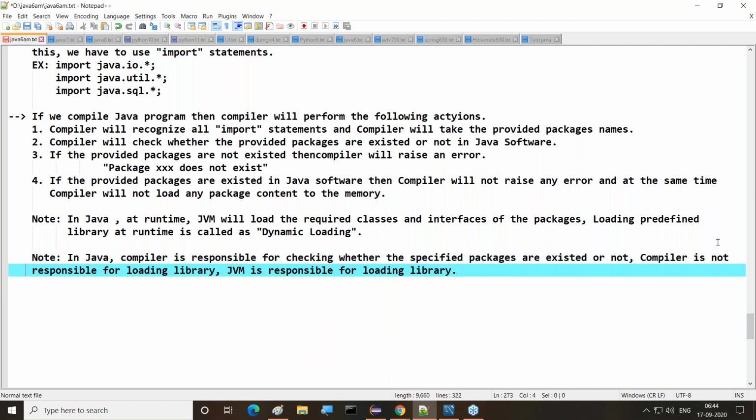Guys, all of you observe this clearly. What I'm telling you, right? So is Java an interpretive or a compiled programming language?